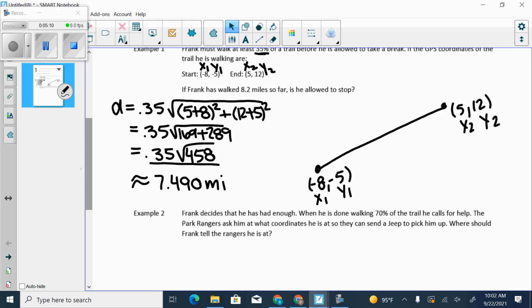So he obviously hasn't walked the whole thing, or he would have said he was done, right? So he's walked so far, and let's say that this is 8.2 miles that he's walked. So this is how far he had to go in order to take a break. Has he already passed that point? Right, so somewhere in here would have been the 35%, and he had to walk at least that.